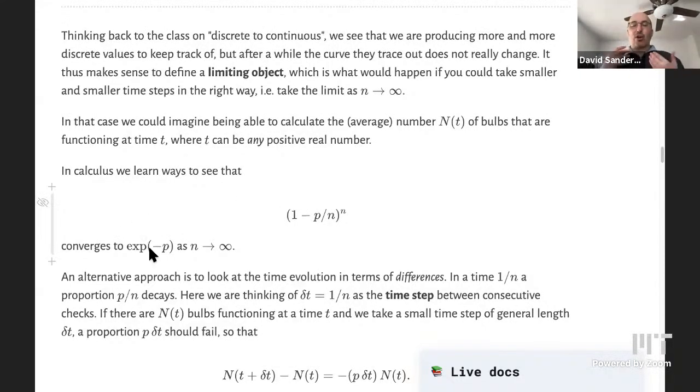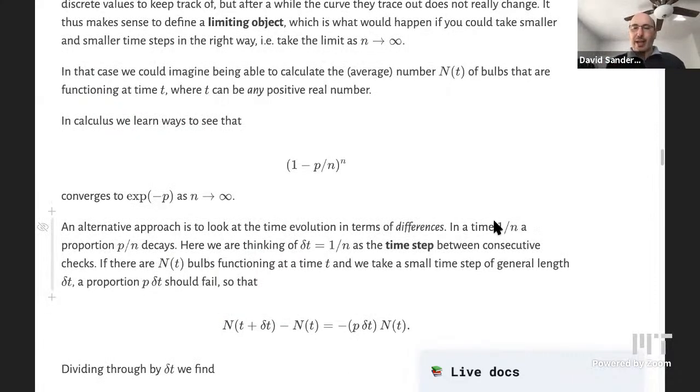So let's look at that in a different way. What we've been doing is taking a proportion P over N to decay in a time 1 over N. So basically what we've been doing is taking small time steps of length 1 over N. So let's call 1 over N something which is delta T. Delta meaning a little change in T.